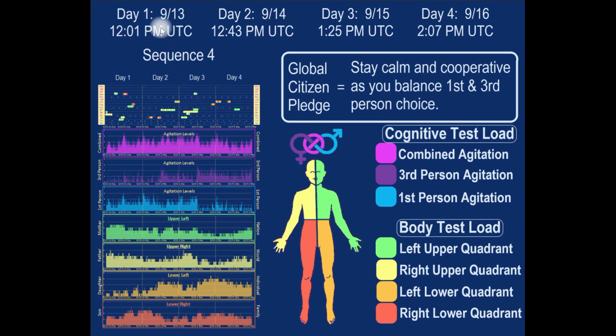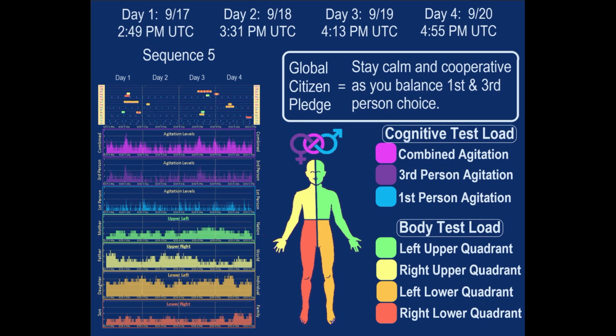Now, you can see in sequence four, for example, on September 13th, there's a lot of amplified moments that are going to affect the upper quadrants of the body. So people that have headaches are going to experience more headaches on this day. Same thing on day two and day three. Now let's fast forward so we can see the variation here.